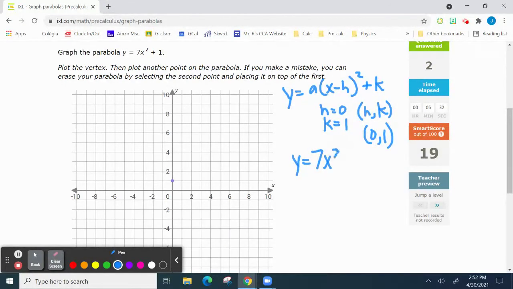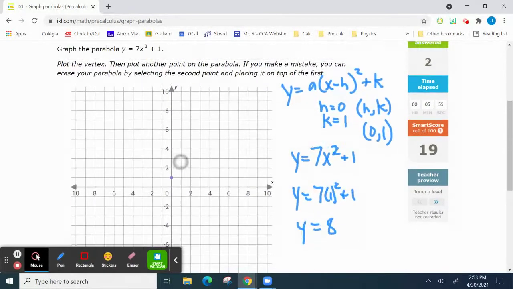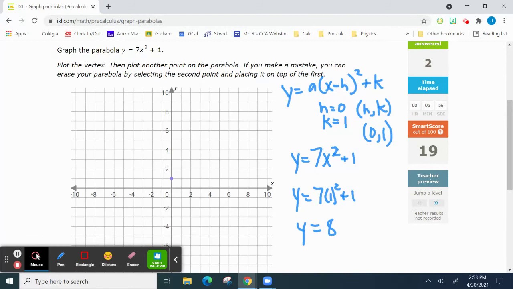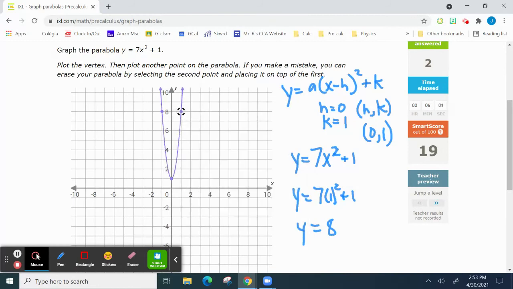Why 7x squared plus 1? I think x equals 1 is pretty convenient in this case. 7 times 1 squared plus 1. So y equals 8. So when x equals 1, y equals 8. So we'll go 1, when x equals 1, oops, I guess I can't do that. Okay, when x equals 1, y equals 8. So it's right there.